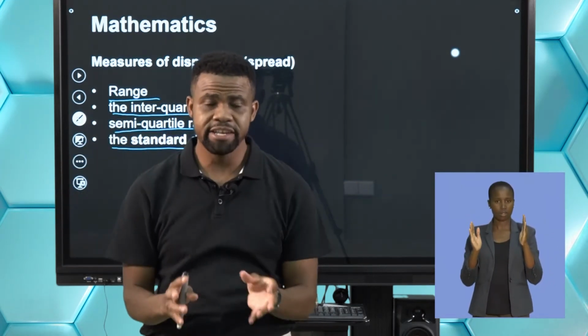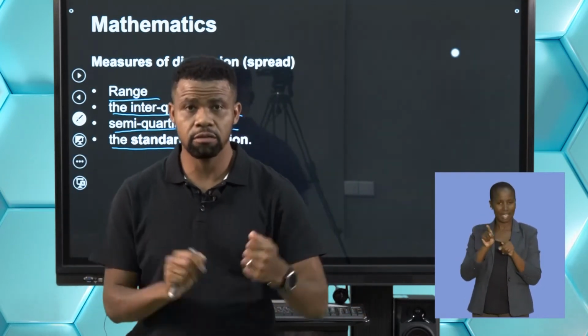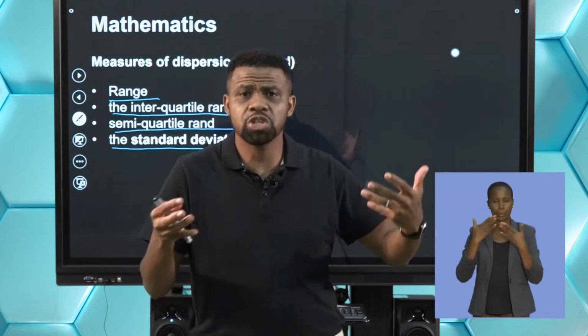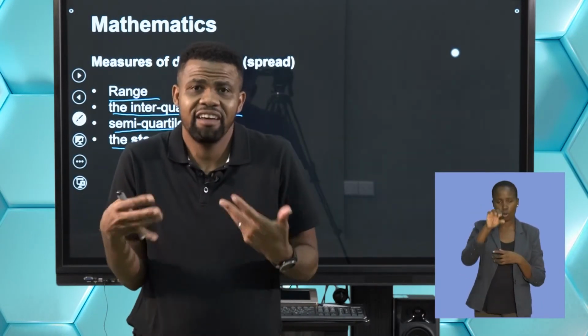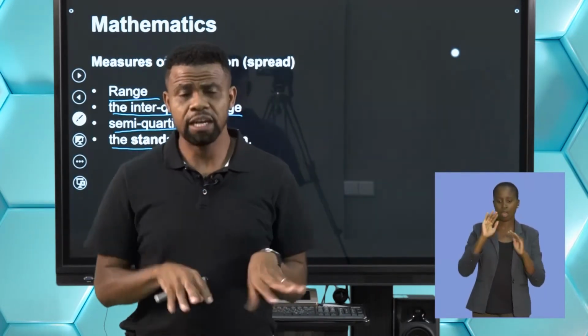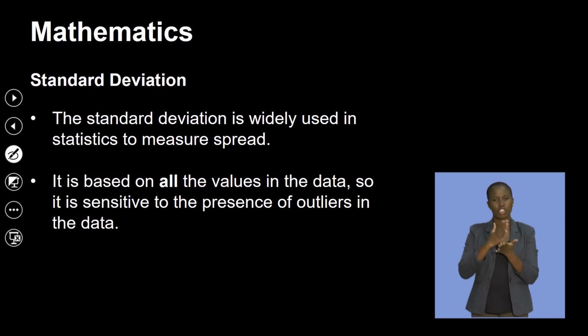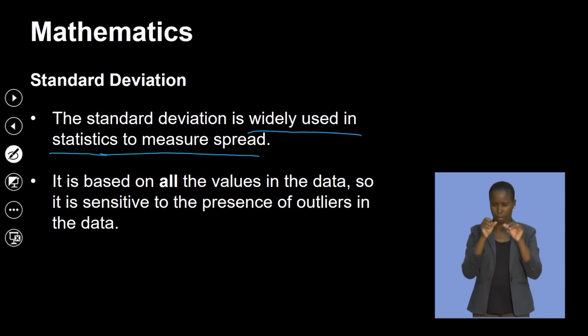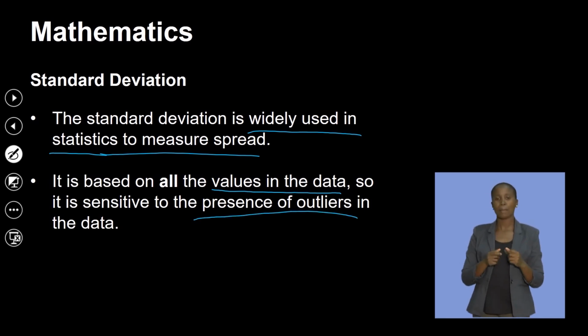And the semi-interquartile range, also the extreme values don't affect it. The interquartile range is good for skewed data, meaning skewed to the left and skewed to the right. Now, let's look at what the standard deviation is. The standard deviation is widely used in statistics to measure the spread. It's based on all values in the data, so it is sensitive to the presence of outliers in the data.